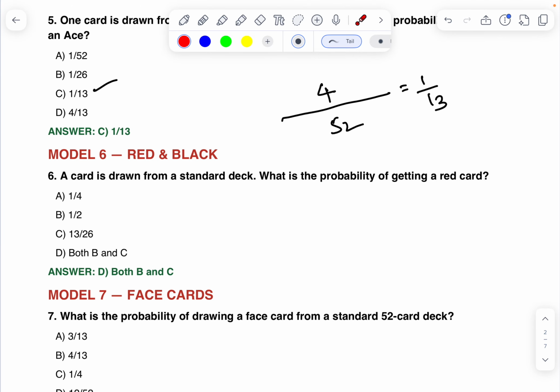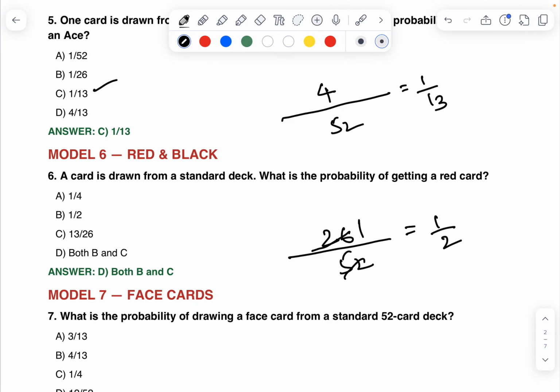Okay. Next question. A card is drawn from a standard deck. What is the probability of getting a red card? Total how many cards? 52. How many red cards? 26. Therefore answer 26 by 52, it means 1 by 2. 26 ones are 26, 26 twos are 52. Therefore these two are the options. Both B and C is the answer.